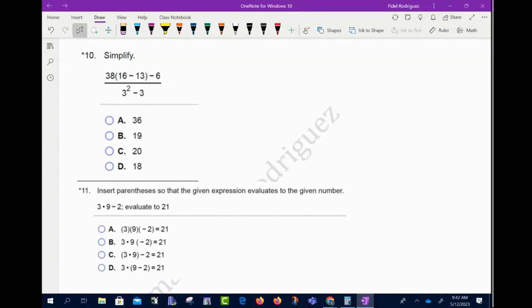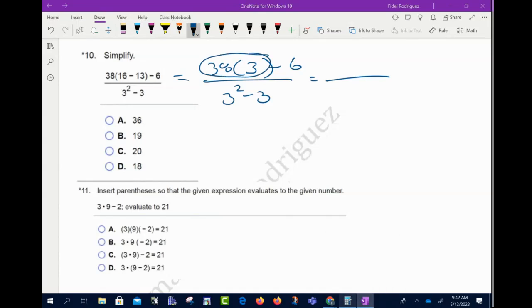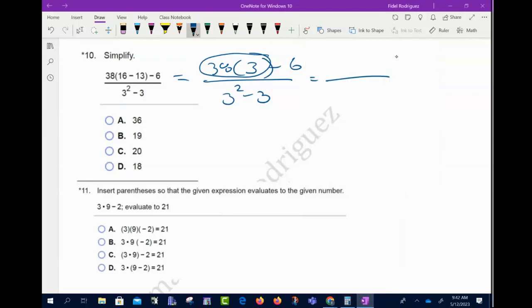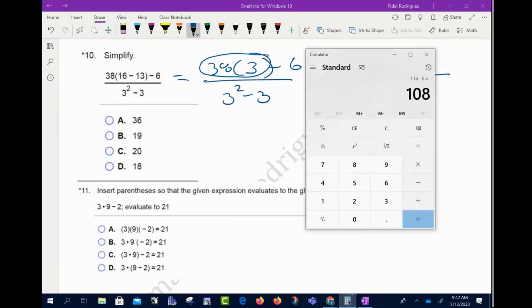Okay. Let's take a look. We've got a few more to go through in regards to order of operations. Let's take care of the top part. Upstairs, what should we be doing first? Okay, 38. What is 16 minus 13? 3. Minus 6. I'm going to leave the bottom part alone for right now. Remember, this means I'm multiplying. So I'm going to take my calculator. What's 38 times 3? 114 minus 6. Anybody know what 114 minus 6 is? 108. Thank you so much.